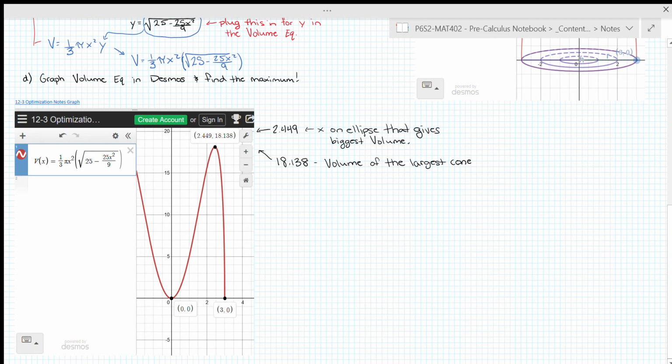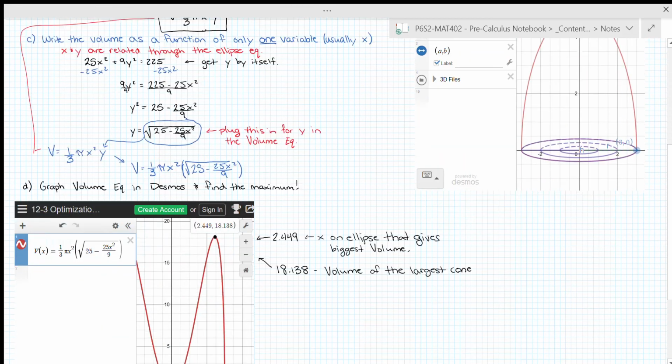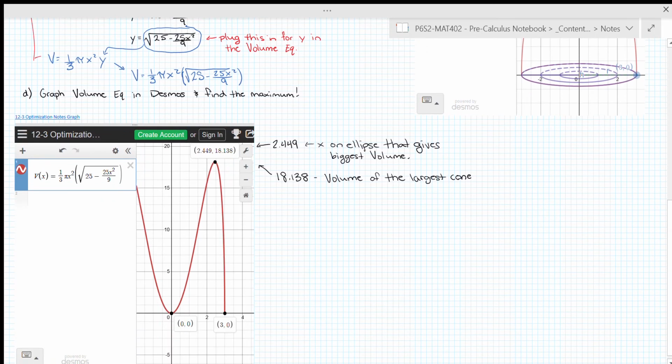So what we were ultimately asked to do, right at the very top of the prompt, was to find the maximum volume of the cone. We found that. We wanted to find the radius and the height of this maximal cone. So we have the x-coordinate on the ellipse that gives that volume. We have the volume, but now, our very last step, we want to describe this maximal cone.